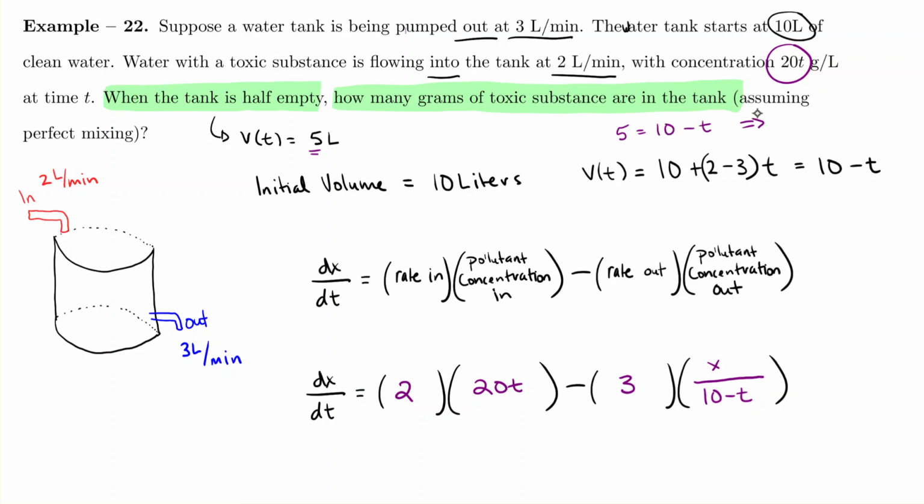5 equals our 10 minus t. That will take place in 5 minutes. So once we get our equation x of t, we just need to plug in 5 and we'll get our answer. So this is what we're looking for: x of 5 is what? So that's our goal. Now let's look at solving this differential equation.